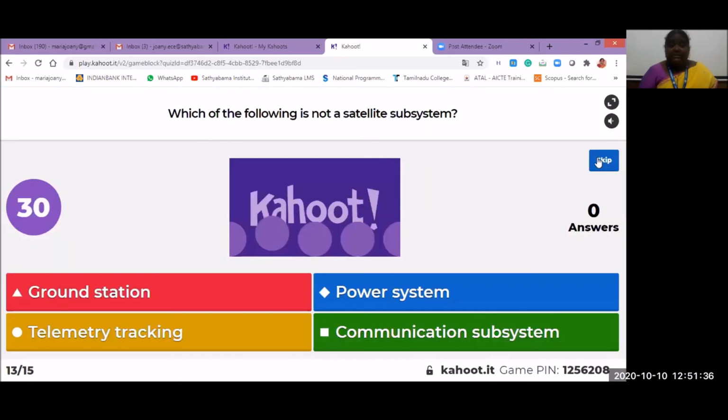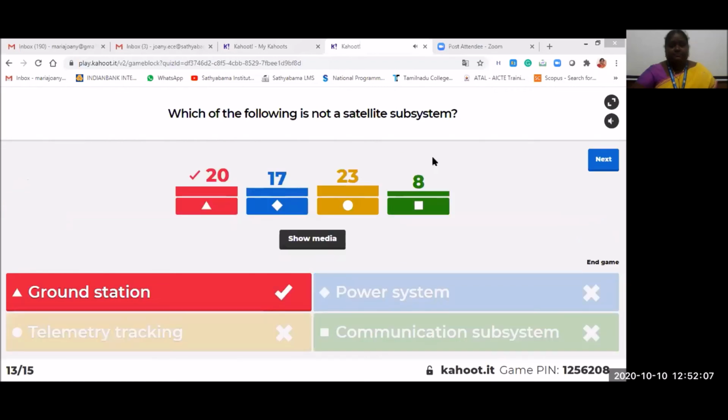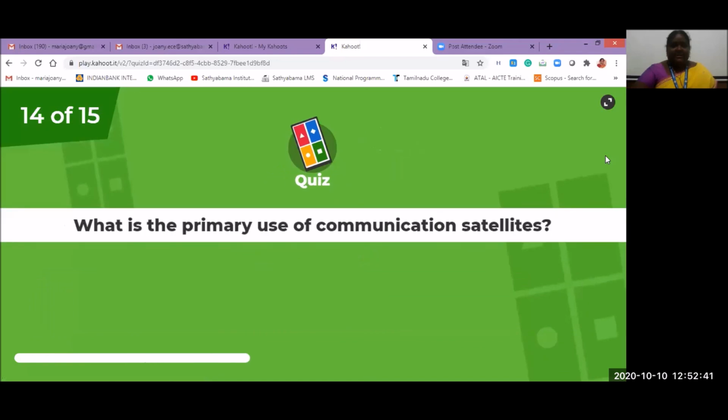Which of the following is not a satellite subsystem? Today only we discussed, I think, what happened. Only 20 people have answered it correctly. So we have seen a block diagram, no? All these are part of the satellite subsystem. Ground station is not a satellite subsystem. Okay. Last but one question.